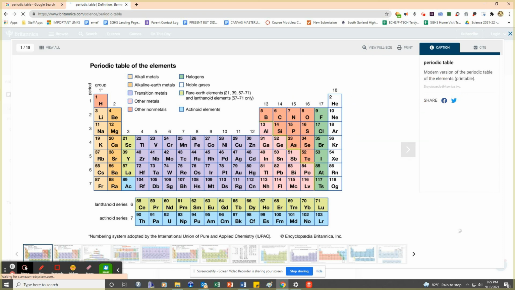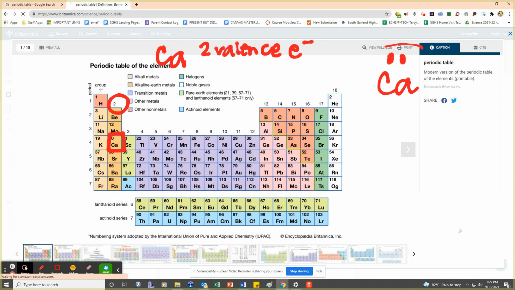Let's try another one. For example, Ca, calcium. Calcium is right here. And the group number, if you look closely, is 2. Again, since we look at the group number in the ones place, 2 is already it. So 2 valence electrons. Therefore, Ca will look like this: Ca, and then 1, 2. And that's it, because you have 2 valence electrons.